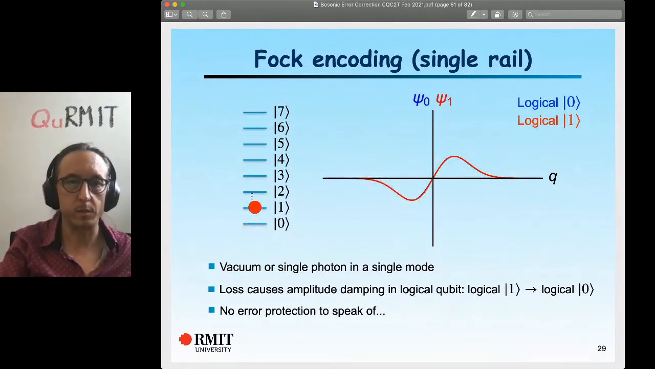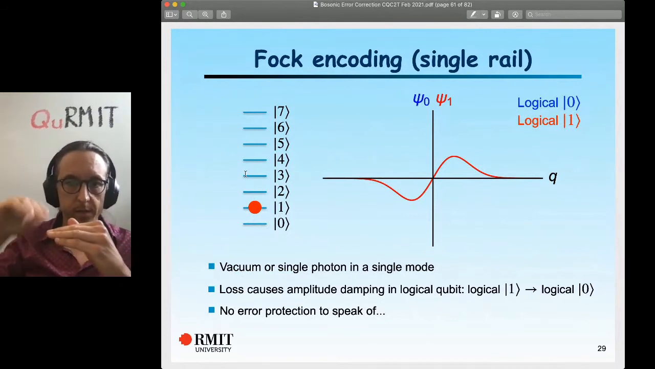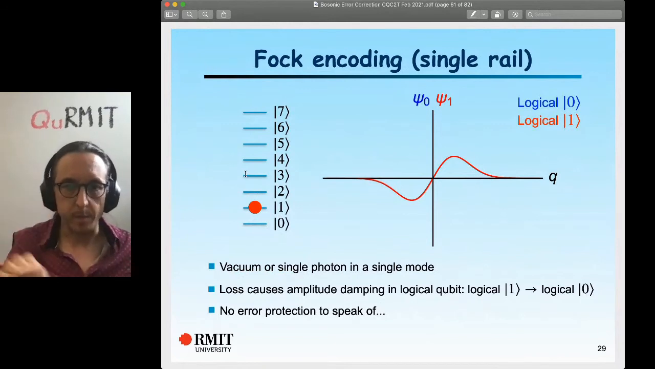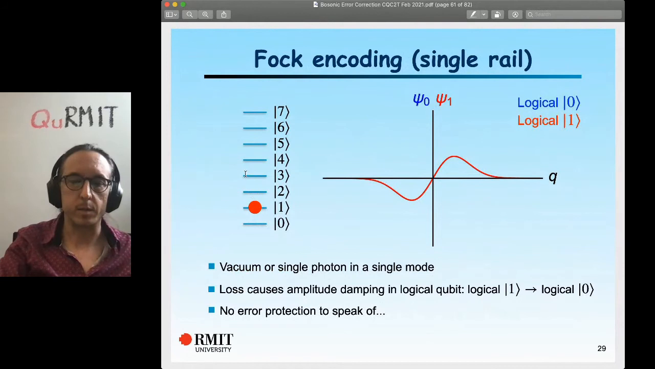But notice there's a whole Fock ladder here, and we're just not using that. So we're assuming we have at most 1 photon. So loss causes an amplitude damping channel where 1 goes to 0 and 0 stays at 0. And that's a type of error, and it offers no protection against it. So this is what's known as a single rail encoding.